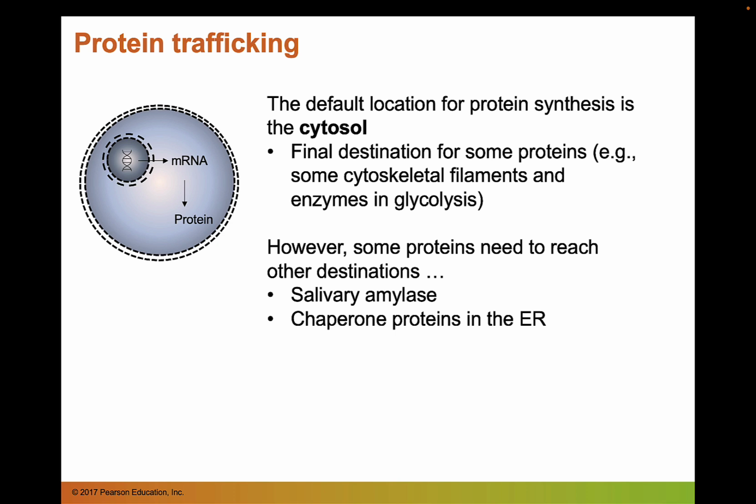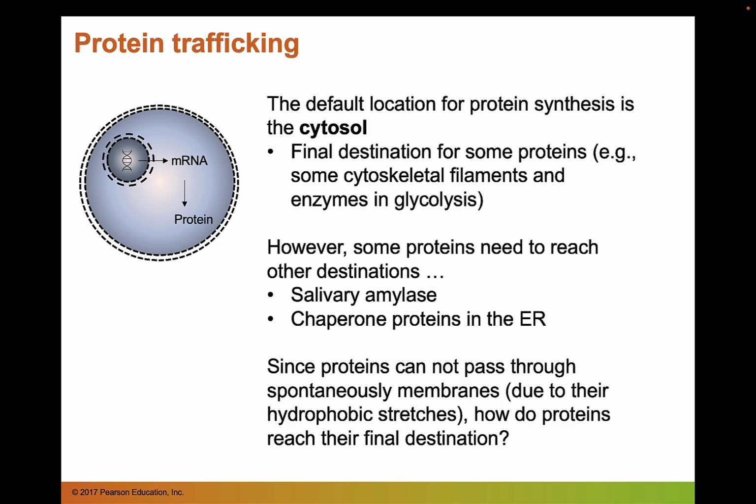So salivary amylase, this is an enzyme that breaks down glycosidic linkages in starch. And this needs to be secreted from our cells and is present in saliva, where it actually interacts with starch. And another example that we've talked about are chaperone proteins. These proteins help other proteins fold, and they need to be in the ER to do this. But this presents a problem when we think about where these proteins need to end up.